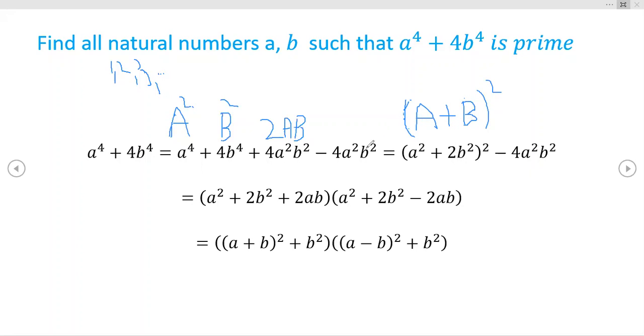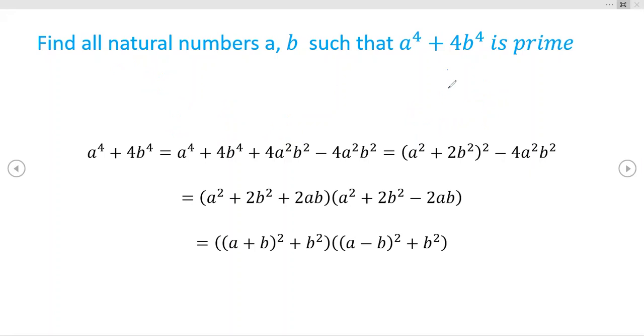Now notice we still have this part left over and unaccounted for, and so we just had to recopy it. But this a squared plus 2b squared quantity squared accounts for this term and this term. Now, let's clear this out.